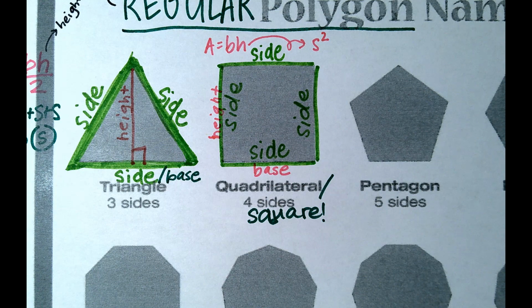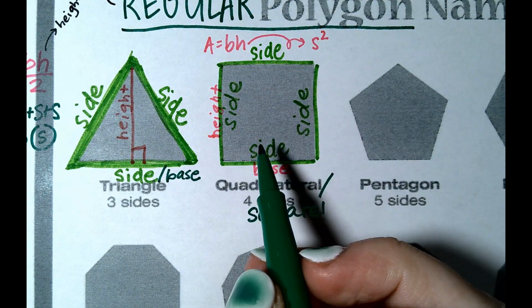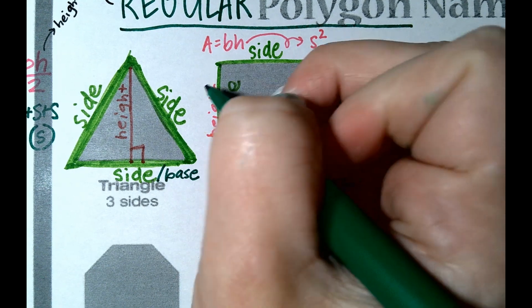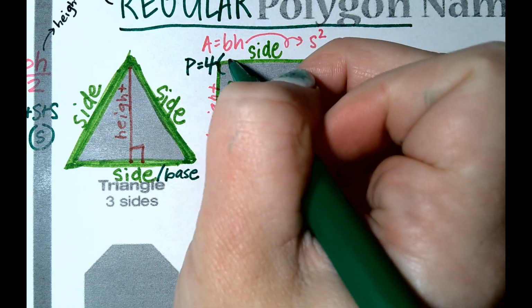And perimeter, you just said it, Titania. How do you find the perimeter? You take your side times 4. So perimeter, 4 times whatever your side is.